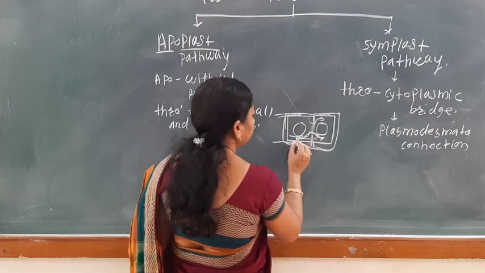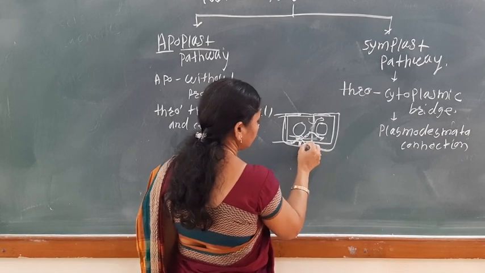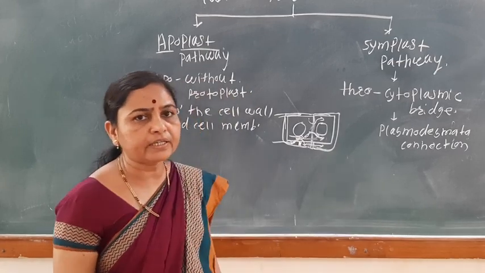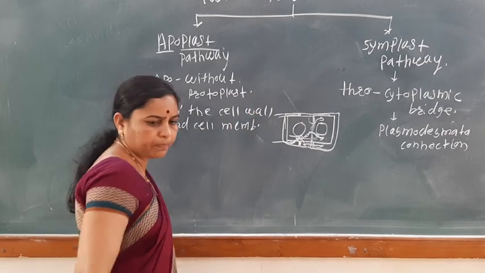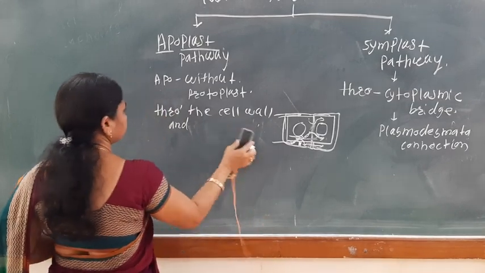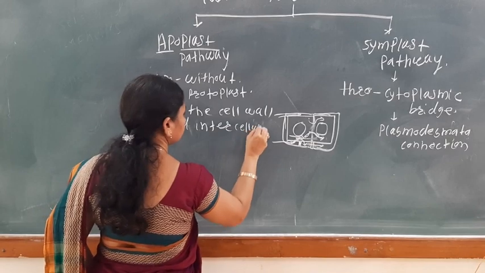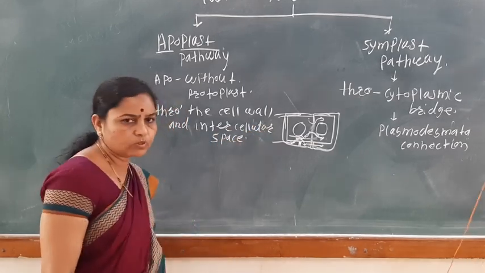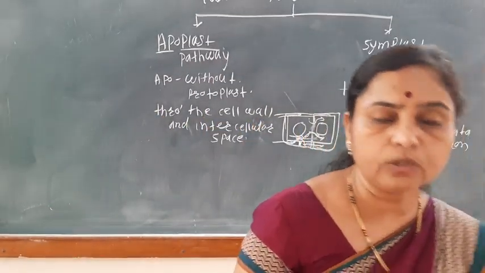Or it again comes from the Symplast back into the apoplast, and then again moves through the cell wall or through the intercellular space. Intercellular space means what? That is the space in between the two cells. That is the intercellular space.